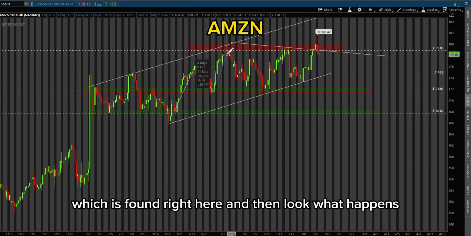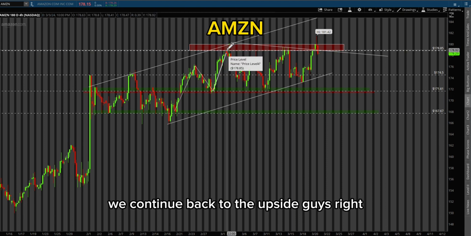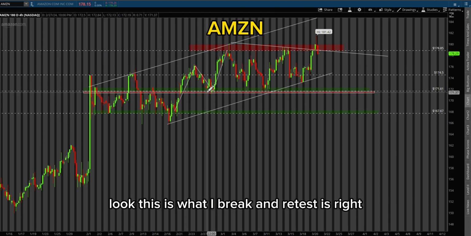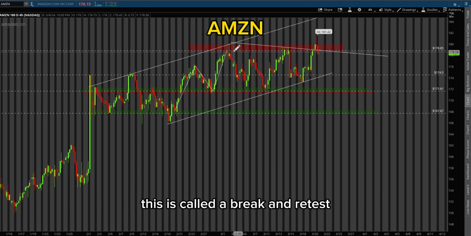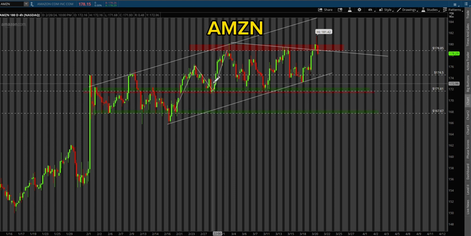And then look what happens. We continue back to the upside, guys. This is what a break and retest is. We break, retest, and back up. This is called a break and retest, and this is what I trade if you didn't already know. Okay, now look at this.